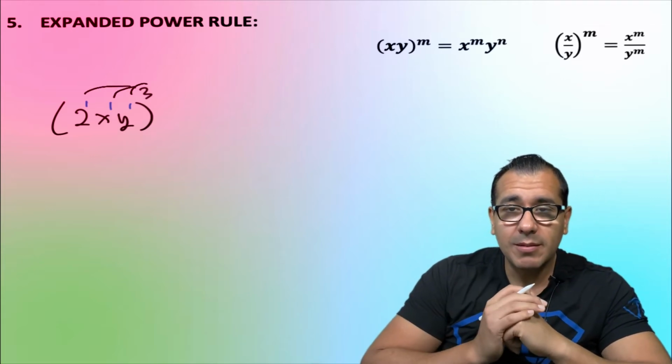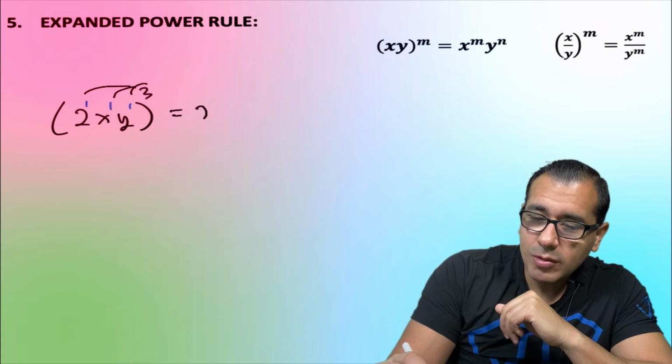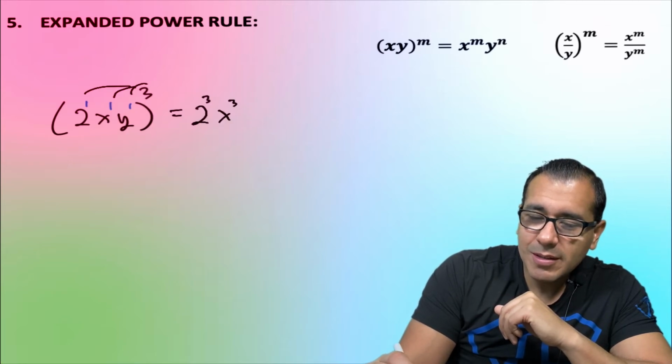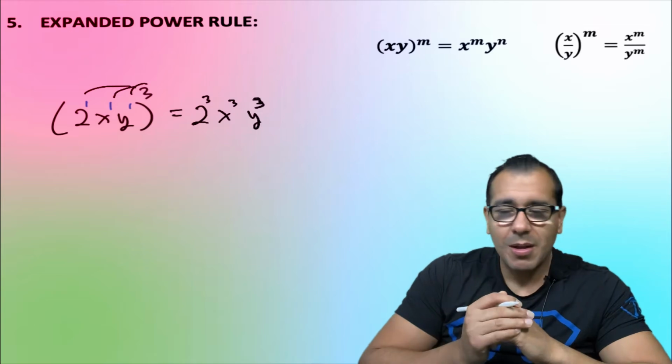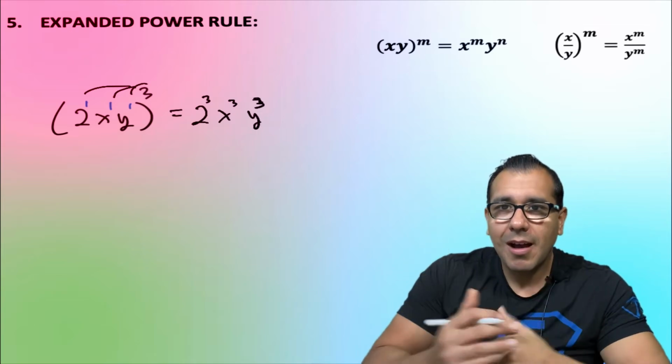That's what the rule tells me, right? Gotta do what the rule says. So you're left with 2 cubed times x cubed times y cubed. So it's that easy, right? So again, it's just like our power rule, but now we have more than one base on the inside.